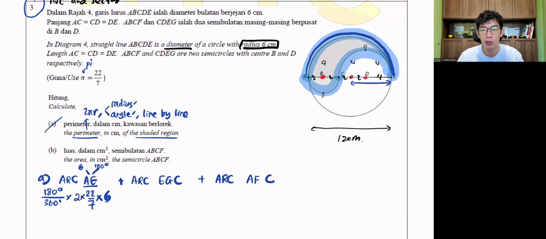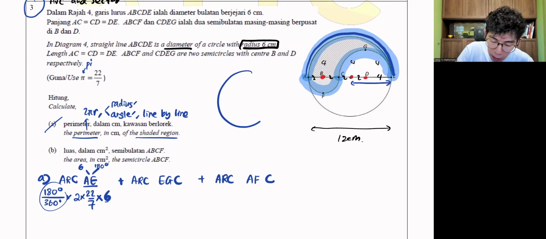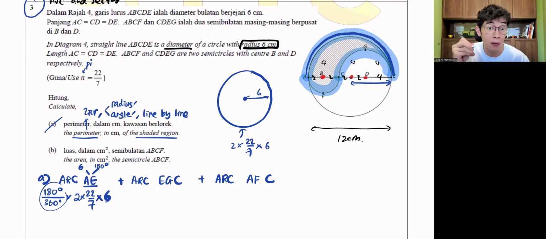Why do I put 180 over 360? Of course, why do I select 6? The 6, nothing much, right? It's just a radius. But my concern is this. Anyone cannot? I'm pretty sure the 180 is because your complete circle is 360, right? So, for example, this one is your complete circle. When you are doing your circumference, it will be 2 times pi times radius 6 cm, and you will be able to get a complete circumference.